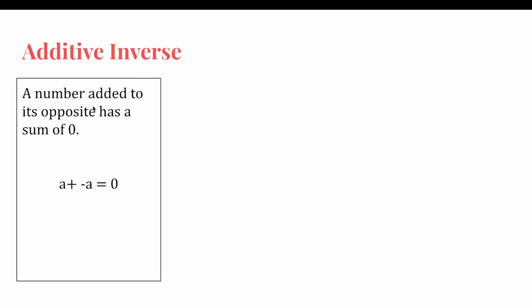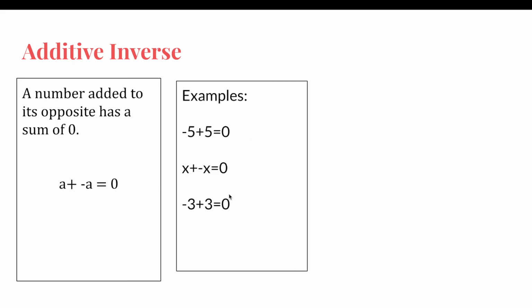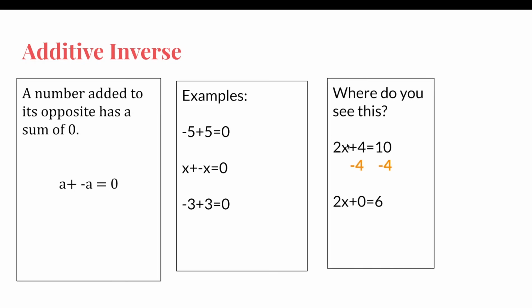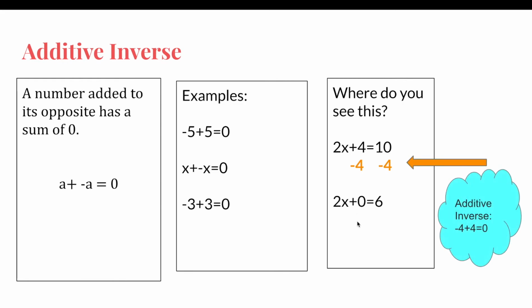Another property is additive inverse. Additive inverse tells us that a number added, additive, to its opposite, inverse, has a sum of 0. This is something that you probably do all the time, make 0 pairs, and you don't realize this is called additive inverse. Here are a bunch of examples. These cancel out. It's basically thinking of canceling out to make 0. Where do you see this? Well, when we solve equations, we might subtract 4 on both sides to make that 4 into a 0. Really, I'm also just thinking of it as adding negative 4, finding the additive inverse for 4 to make a 0 so I can begin to isolate x.